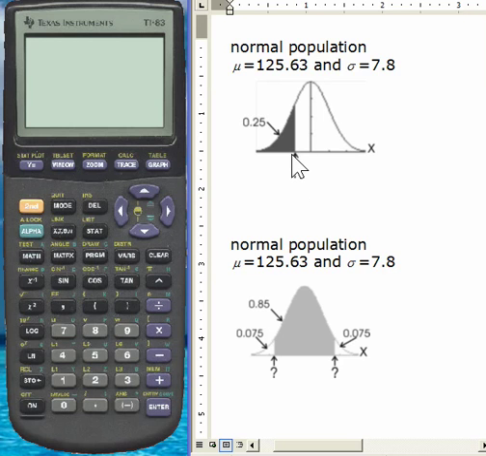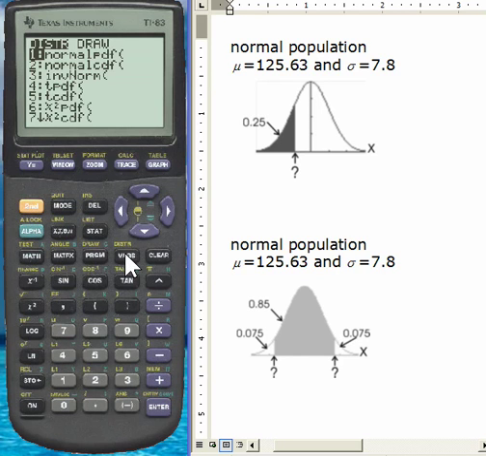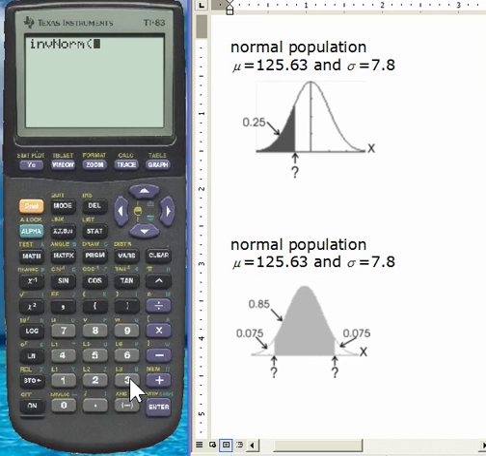All right, so how do we find that point on the number line? Well, what you've got to remember is, what were you given? I was given the area under the curve. What are you being asked to find? The interval on the number line. And you must remember that you use inverse norm to find it. So let me turn my calculator on. I press the yellow second key and then the vars key. And what we want is choice number 3, inverse norm. So I'll press 3 to select that.